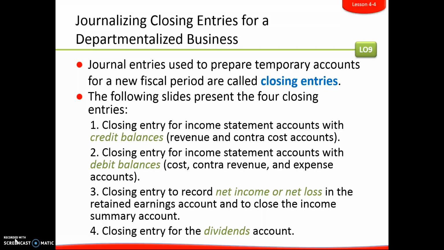Our second closing entry is for our income statement accounts that do have debit balances. This is the largest one. It's all of our cost accounts, revenue, contra revenue, and then all of the expense accounts, which gets to be quite a few. And then our third closing entry is to record either net income or net loss, and that of course goes into our retained earnings.